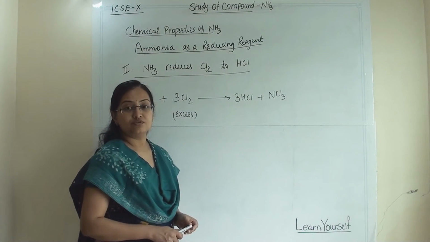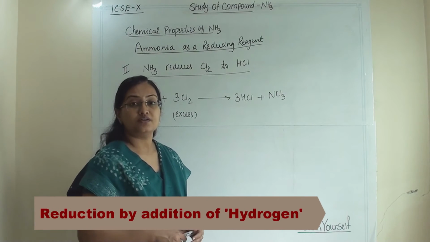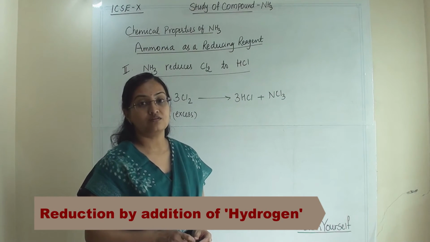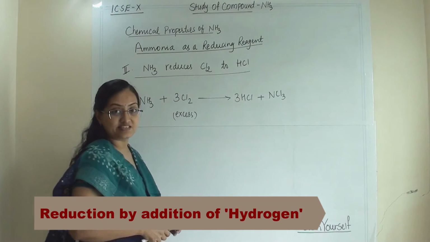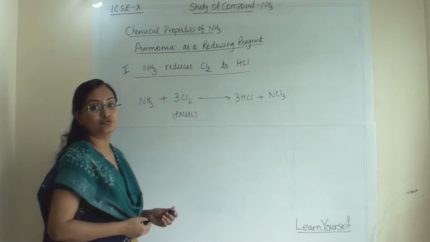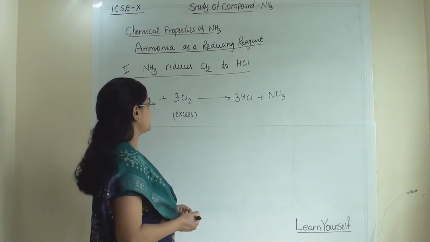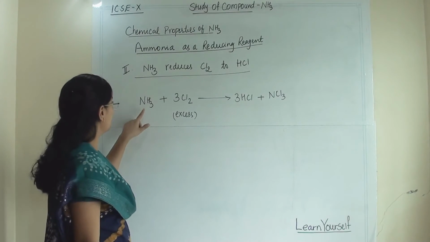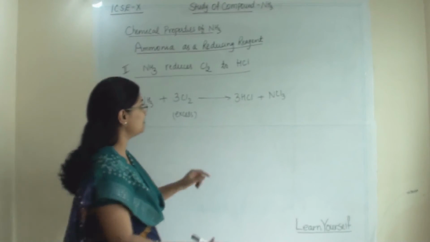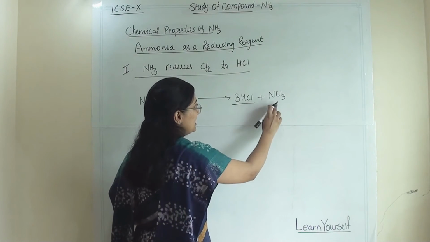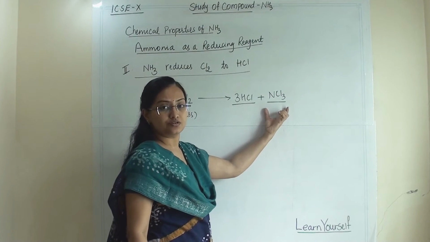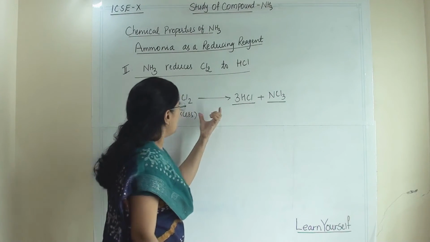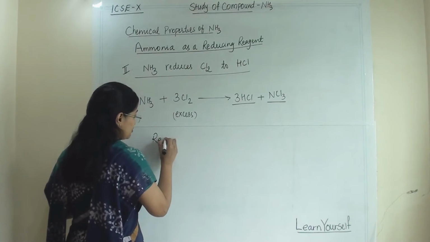One more reaction we will see. This is a reducing action of ammonia, converting chlorine gas into HCl, hydrogen chloride gas. Now let us see that reaction. When ammonia reacts with chlorine in excess, we get 3HCl and NCl3. NCl3 is nitrogen trichloride.